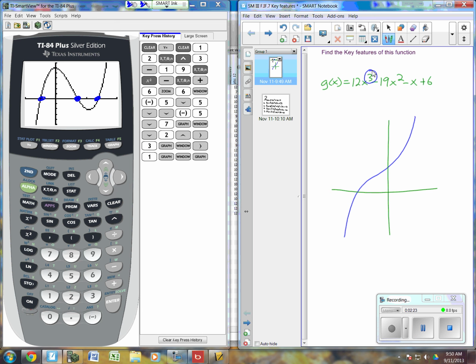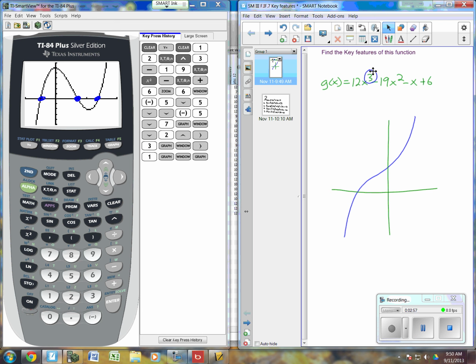In other words, since this is degree 3, what's 1 less than degree 3? What's 1 less than 3? 2. 1 less than the degree of the function. The most number of turning points a polynomial function can have is 1 less than the degree of the function. So since this is of degree 3, it can have at most how many turning points? 2. And a turning point is what? A minimum or a maximum.